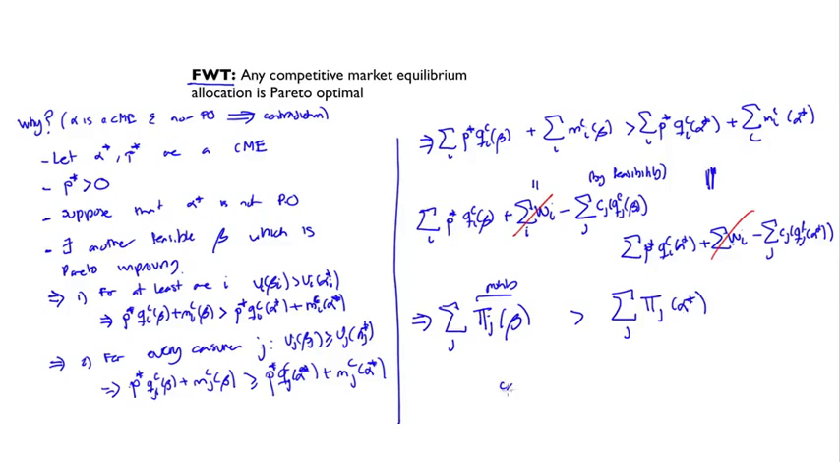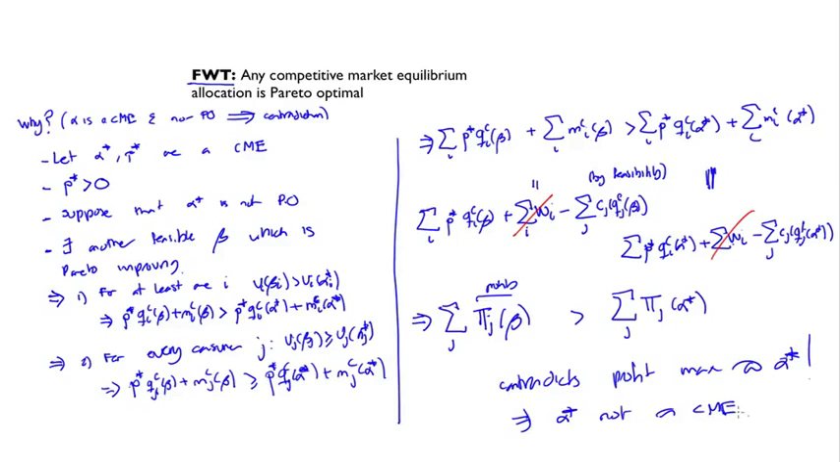But this is a contradiction. This contradicts profit maximization at alpha star, which implies alpha star is not a competitive market equilibrium. And that concludes the proof.